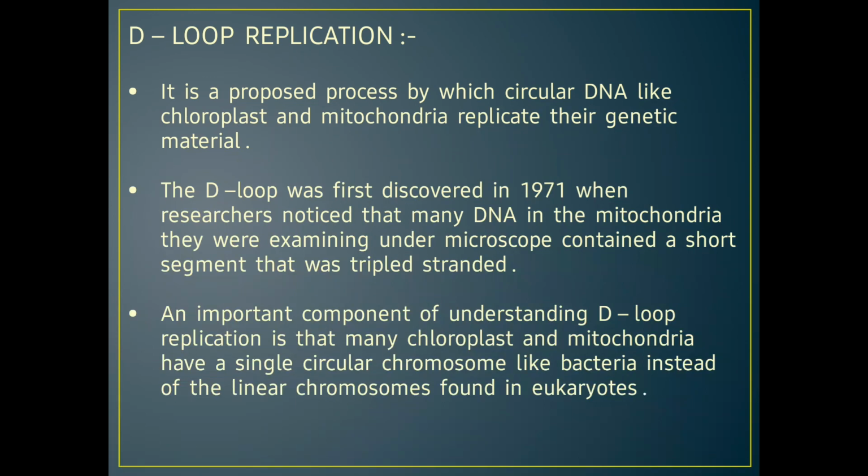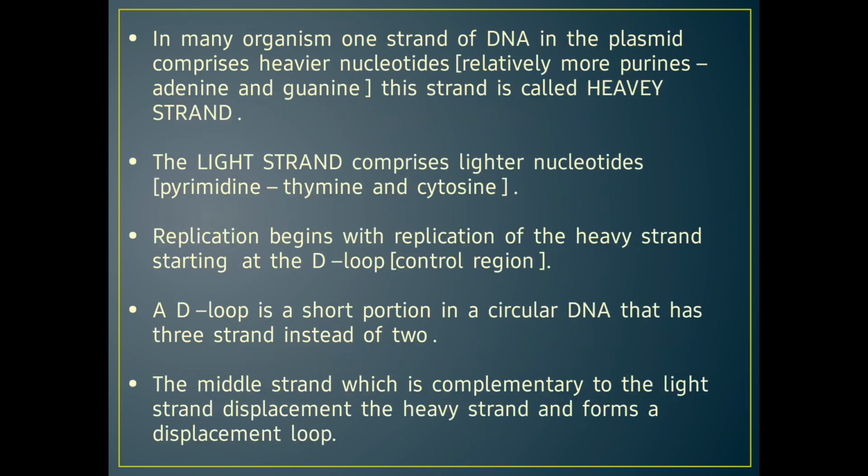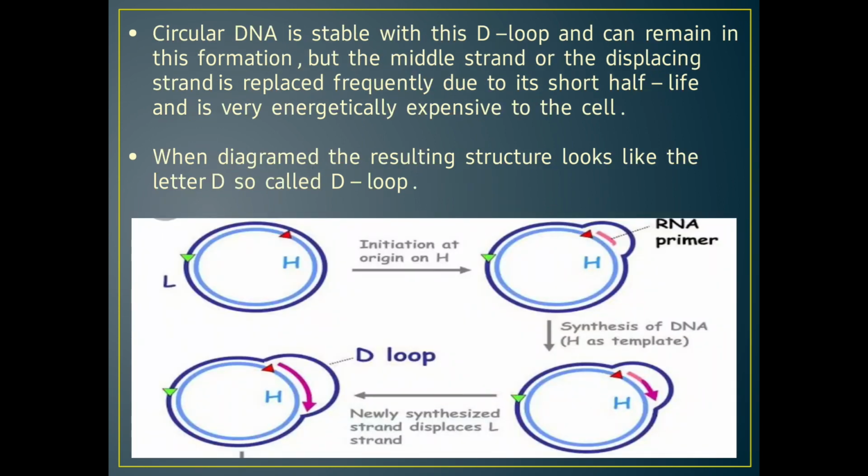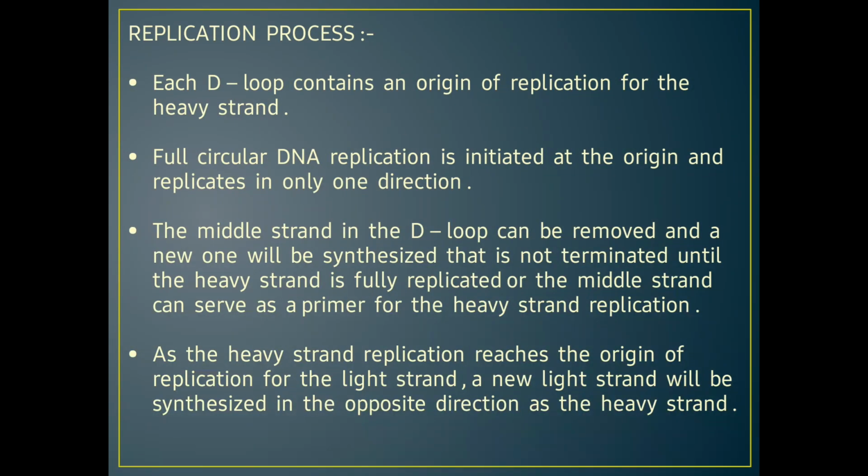And then we talked about D-loop replication, where there is a heavy strand and a light strand. The heavy strand becomes the template strand, and RNA primase acts on it. Corresponding to the heavy strand, which is the template strand, a new strand will be formed, which we can see in the middle portion, and which is the same as the light strand. When that strand is formed, it forms a D shape, so it is called the D loop.